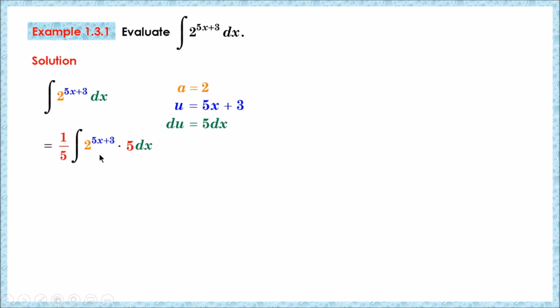Hence, this integral now takes the form of a to the u du. Therefore, this is equal to 1/5 times 2 to the u over ln a. But u is 5x plus 3 and a is 2. Simplifying, we get 2 to the 5x plus 3 over 5 ln 2 plus c.